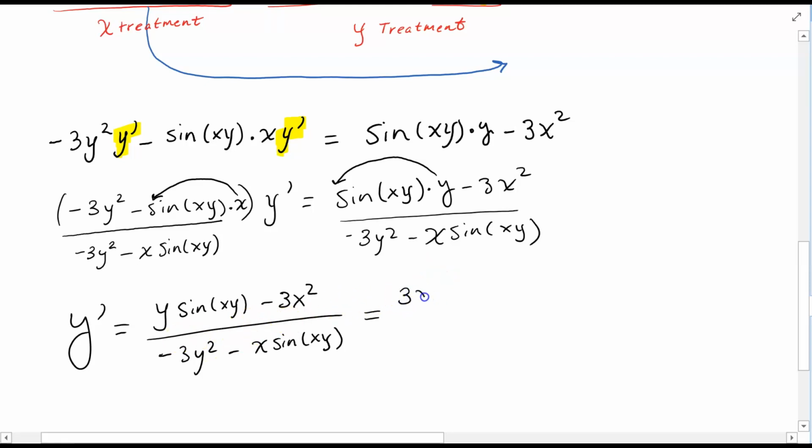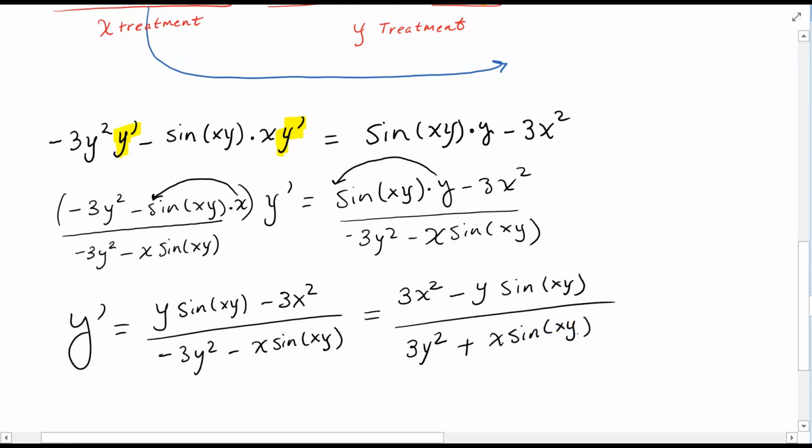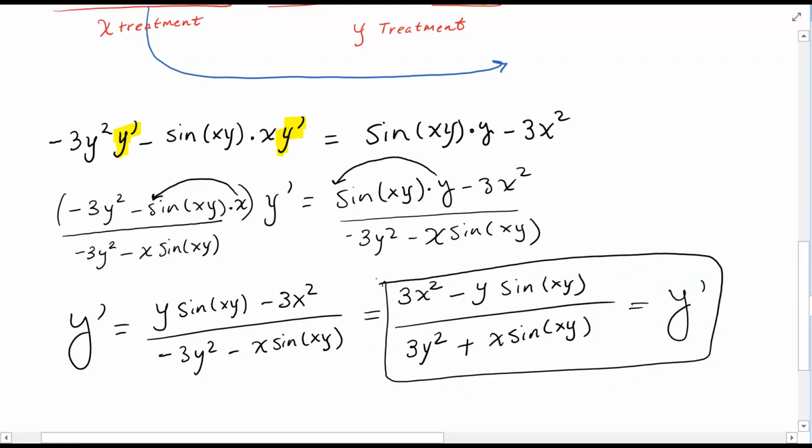So it's going to give me a positive 3x squared and then a minus y sine of xy, something like that. And then it's going to give me a positive 3y squared and a positive x sine of xy. Okay, so this right here will be our y prime, our dy dx. Again, nothing more to do here other than state that this is the derivative of this implicit function.